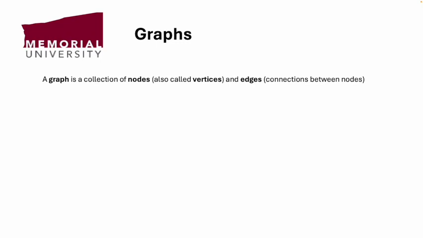Okay, graph definition, right? It's a collection of nodes, also called vertices. We use "vertex" more than "node" when talking about graphs, but it's the same concept. Also the edges, which connect the nodes. They have terminology called the edges.